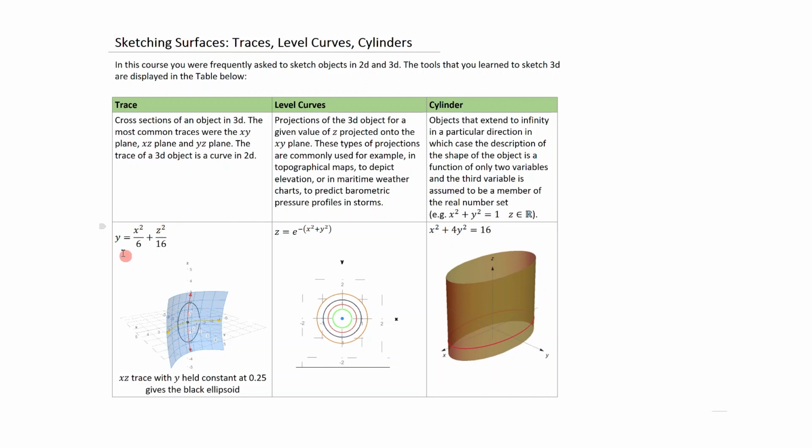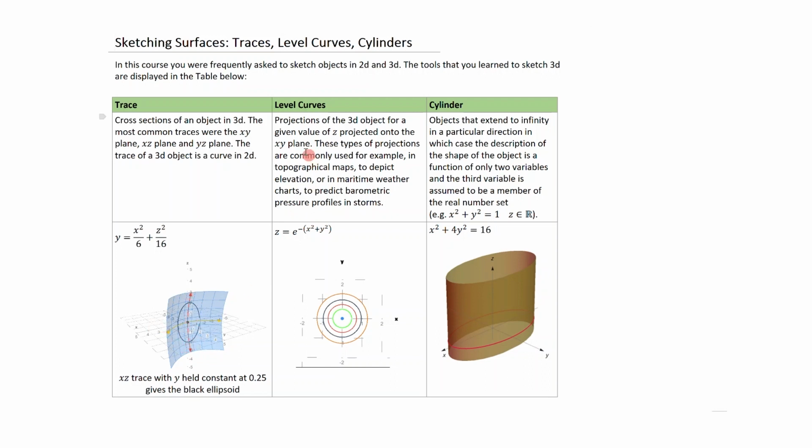So if we were to take this equation here, which is y equals x squared over 6 plus z squared over 16, if we'd chosen y equal to 0, that would have been the xz trace, in which case the only solution would be x equals z equals 0, which would be the black dot that you see there. In this case, if we were to hold y constant at a value of 0.25, that would be equivalent to a trace, but with a different value of y. Then what we'd be doing is graphing the equation of an ellipse, which is this black line that you see here. So these are two specific examples that were considered here.